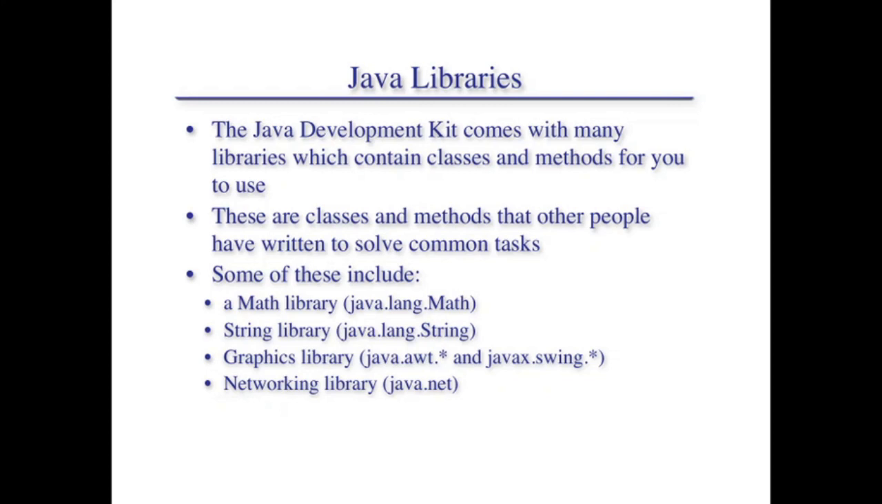The Java Development Kit comes with many libraries which contain classes and methods for your use, and these classes and methods that other people have written may be useful to you. So, for example, a math library that is inside the namespace of java.lang.Math. Then there's a string library, java.lang.String. Graphics is java.awt.* and javax.swing.*. Networking library. There are many other libraries as well, but these are the frequently used ones.